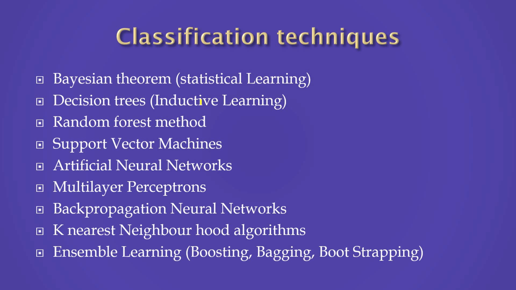And random forest methods, support vector machines, artificial neural networks. In the artificial neural networks, you have some special kinds of networks. Those are multi-layer perceptrons, back propagation, and the k nearest neighborhood algorithm is also one. These are two examples of the best classification neural networks. And the next one is k nearest neighborhood algorithms and ensemble learning, as I told in the previous slide: boosting, bagging, and bootstrapping. All these are examples of various kinds of classification techniques.